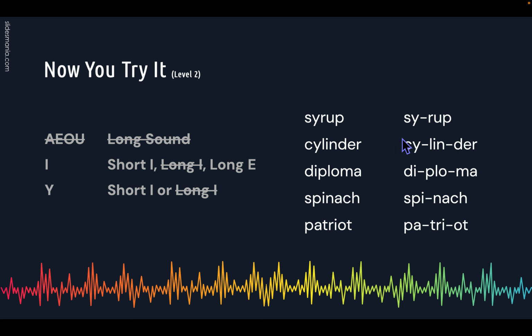All right, here we have syrup, cylinder, diploma. Notice the O still keeps the long sound at the end of the syllable. Spinach and patriot. Right here we have an I before another vowel, so it's going to use the long E sound. Again, we will talk about that more in Rule 5.